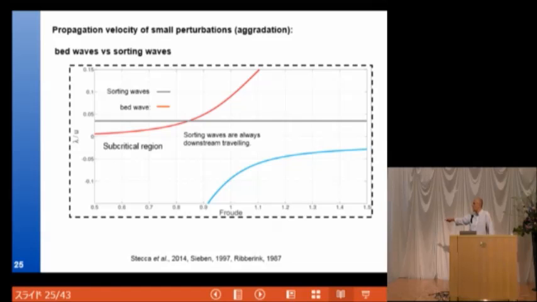I can recall what I showed before. Here we have the sorting wave, which actually does not change. It seems to be constant, the velocity of propagation, with the Froude number, while the bed wave is changing its velocity with the Froude number. At a certain point there is an intersection, and at this point they have the same magnitude.